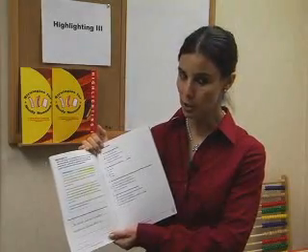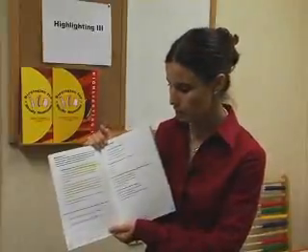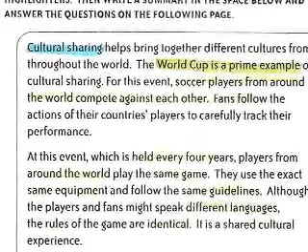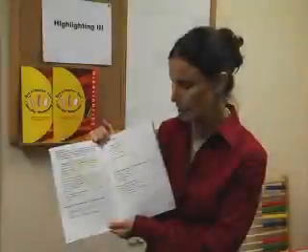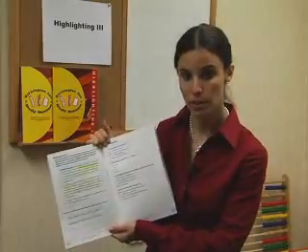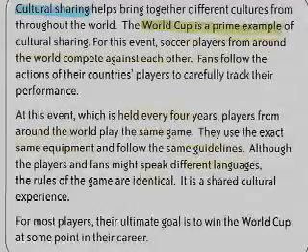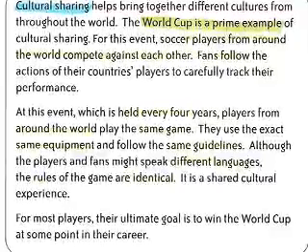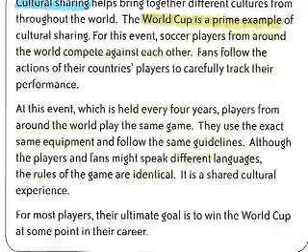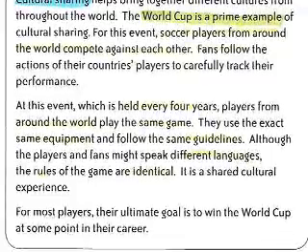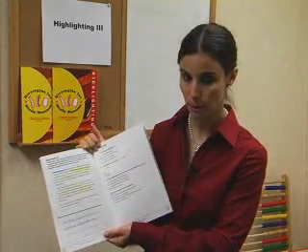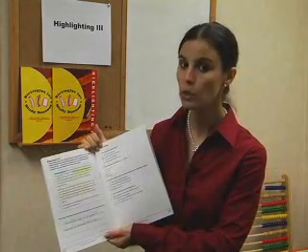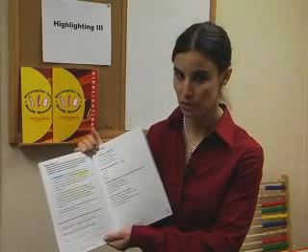Now that we've read the passage, let's go back and highlight the topic, main idea, and important details. Here the student highlighted cultural sharing as the topic. World Cup is a prime example as the main idea, and then went through and highlighted the important details, including soccer players from around the world compete against each other, fans follow, held every 4 years, around the world, same game, same equipment, same guidelines, different languages, rules identical. Notice that the student, for the most part, only highlighted words and phrases and not full sentences.